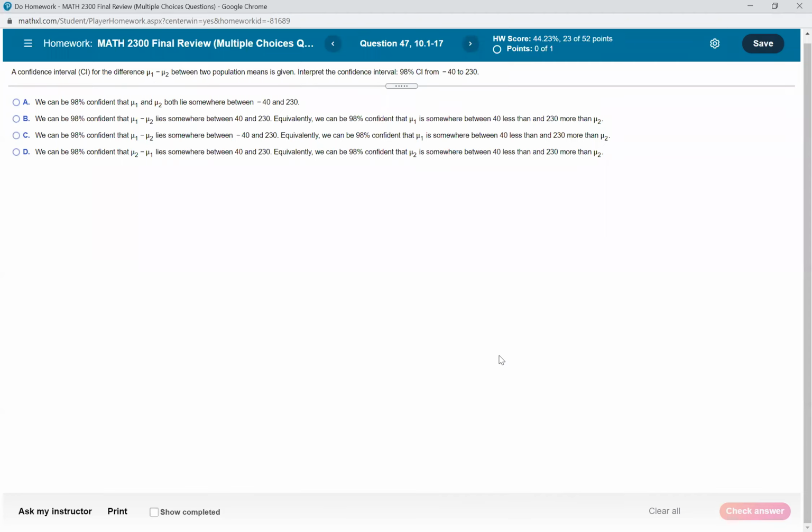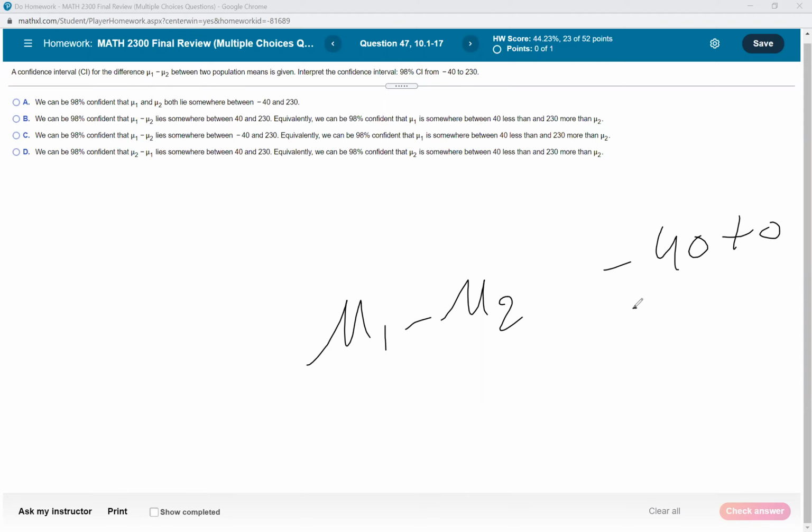Okay, the next question: the confidence interval for the difference mu1 minus mu2 between two population means is given. Now we need to interpret this confidence interval. So what does this confidence interval mean? This is between -40 and 230, and the confidence level is 98%. So that means we can be 98% confident that this difference is between -40 and 230.